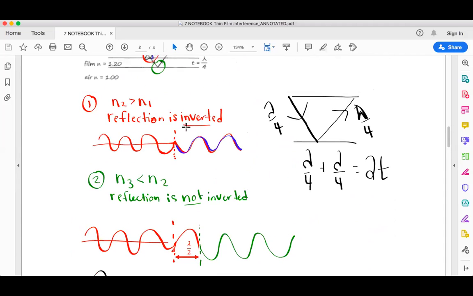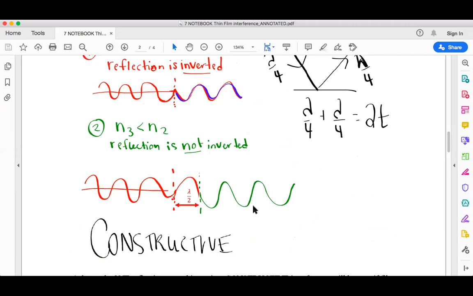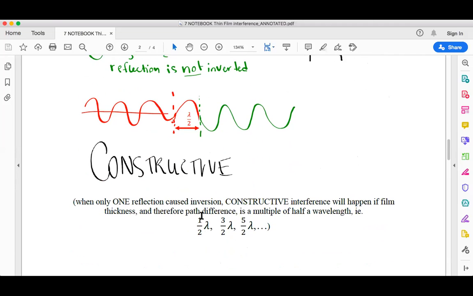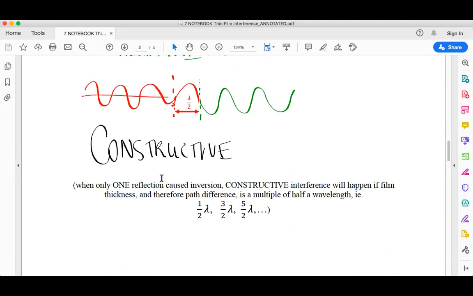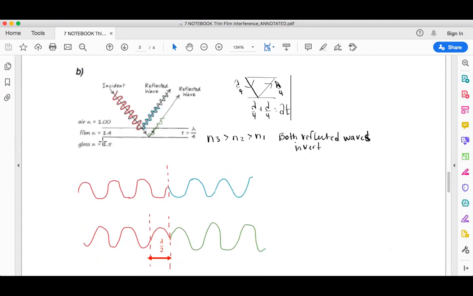Okay, so when we only had one inversion, the film could be any half wavelength increment of wavelength, and we would get constructive interference. And that was when we had fast to slow to fast media. So example 1b, now we have air to film to glass, but it's otherwise the same problem. The thickness is lambda over 4, which means the 2t, the extra path length, the longer path length is lambda over 4 times longer. So I've drawn out my two options for path.